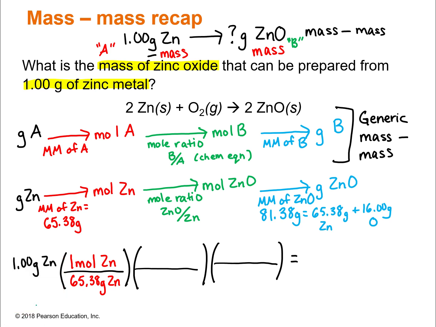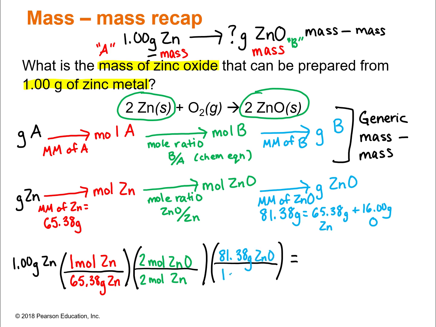Now we have to write our mole ratio. Zinc oxide over zinc. Go back to the chemical equation. We have a 2 in front of zinc oxide, so that's 2 moles. We look at the zinc in the chemical equation. It's got a 2, so we write 2 moles for that. That's our mole ratio. Then we need to write in our molar mass again, but it's for zinc oxide this time. We put the grams in the top because we want to convert from moles to grams.